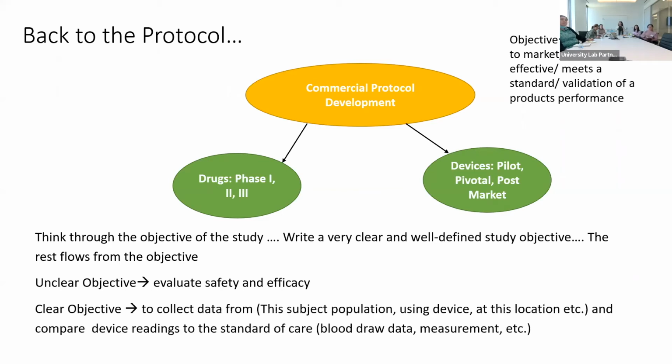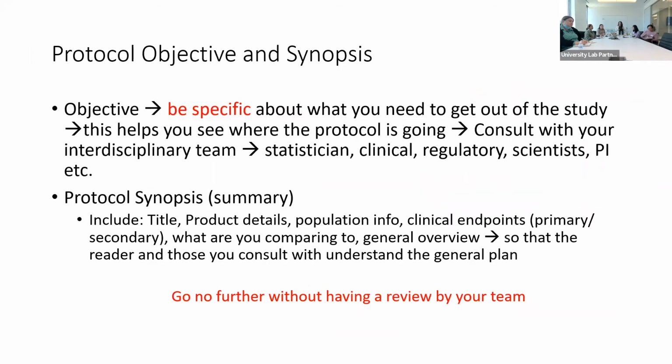But if you write down, my study objective is to collect data from this subject population, let's say a dialysis patient population, and I'm going to use this device, and I'm going to run this study at dialysis clinics, right? And I'm going to compare my device readings to another standard of care. Might be a blood draw, et cetera, right? When you write a clear objective, it starts to write your step-by-step procedures for you. Okay? Be specific. You need to get the information to answer that question out of the study, right? So be as specific as possible.